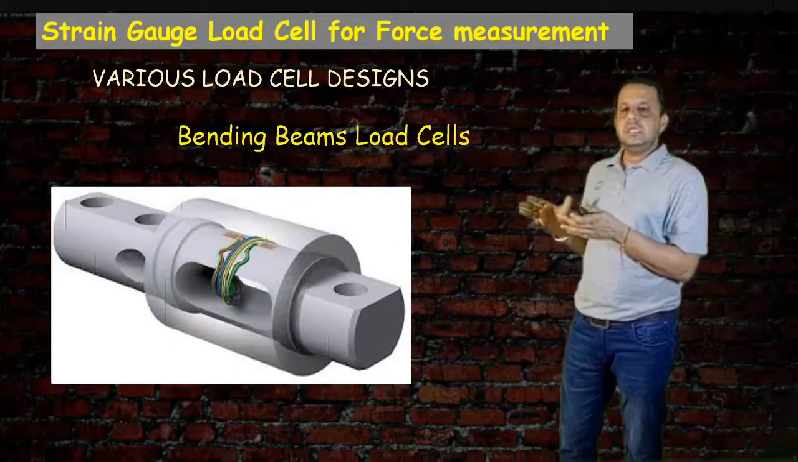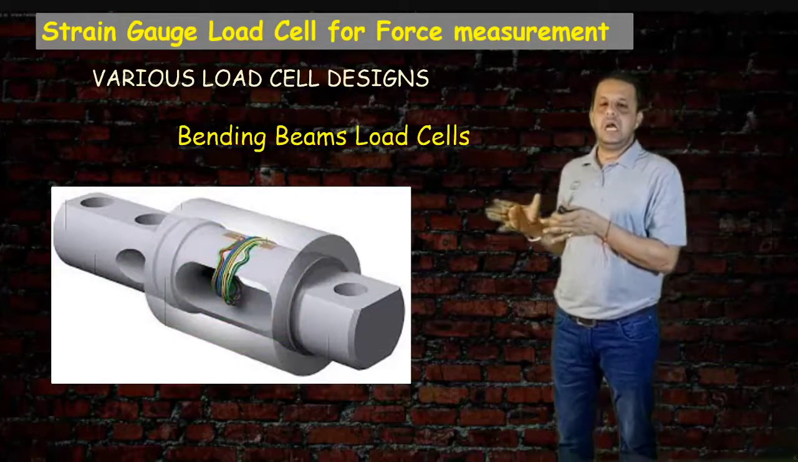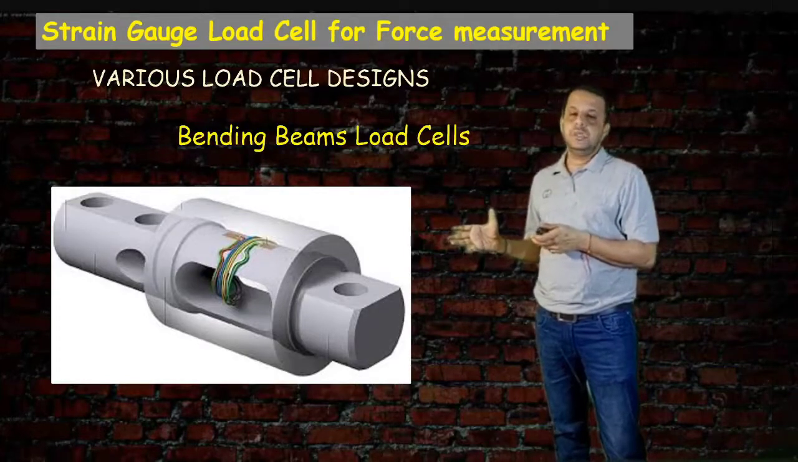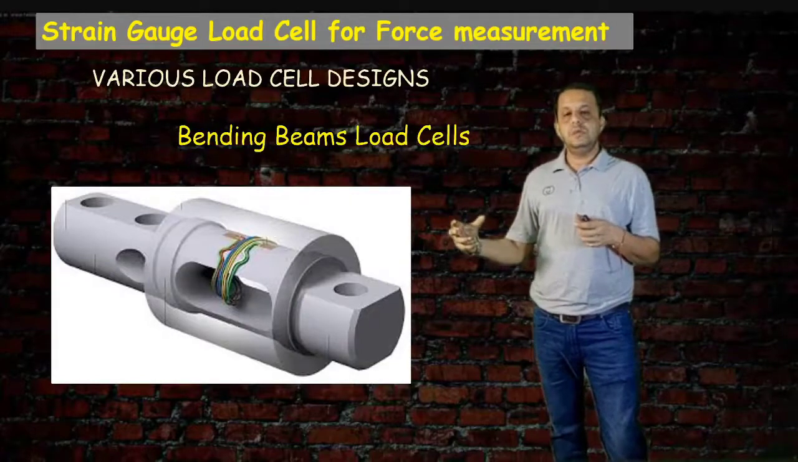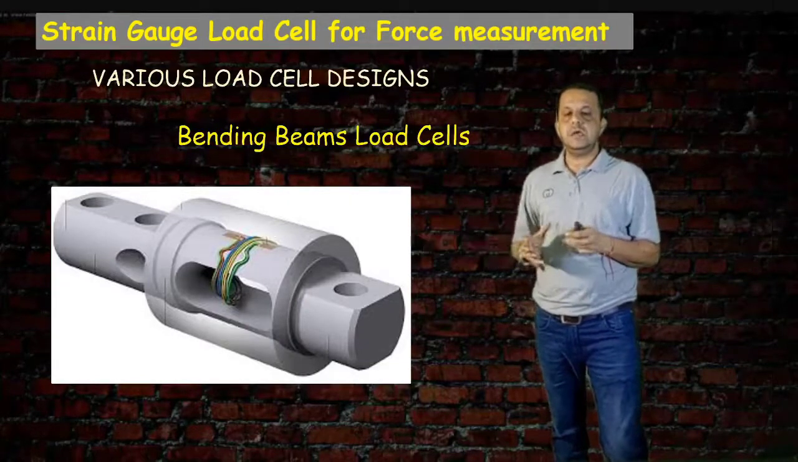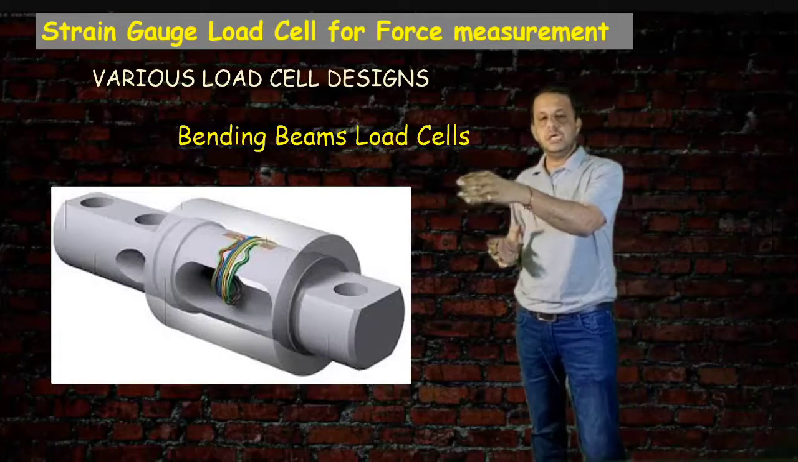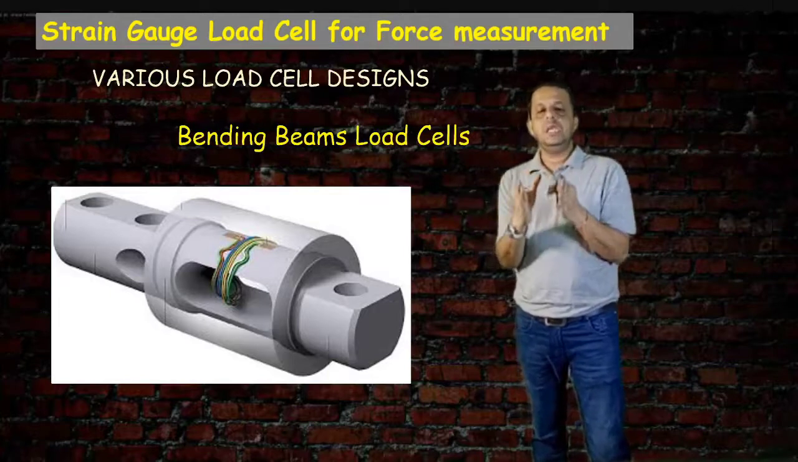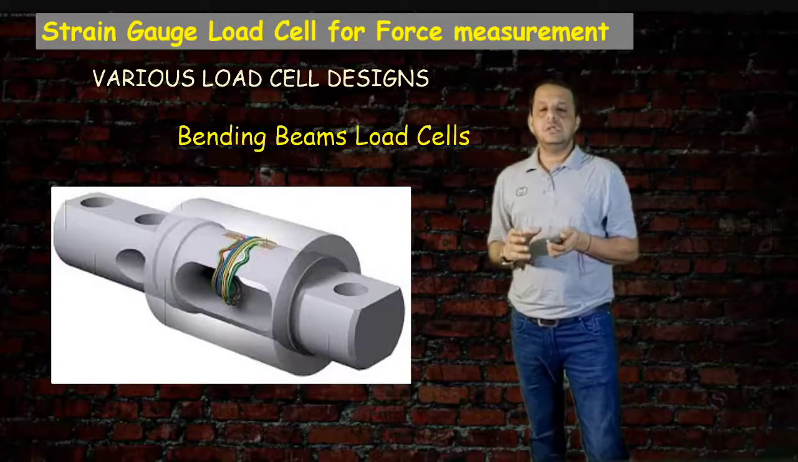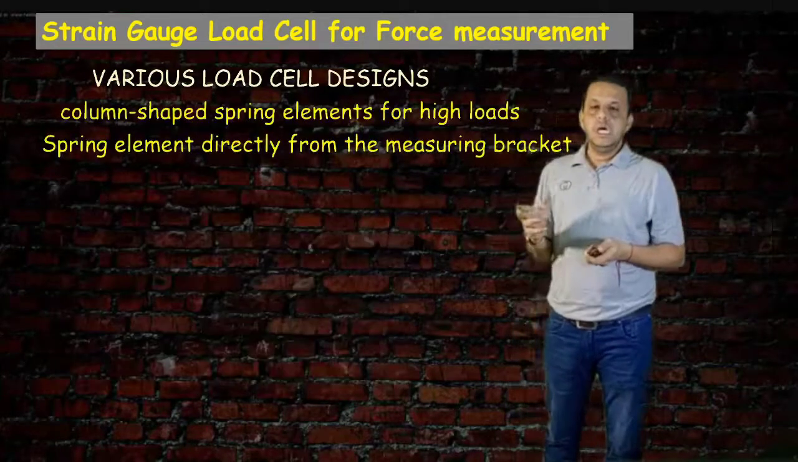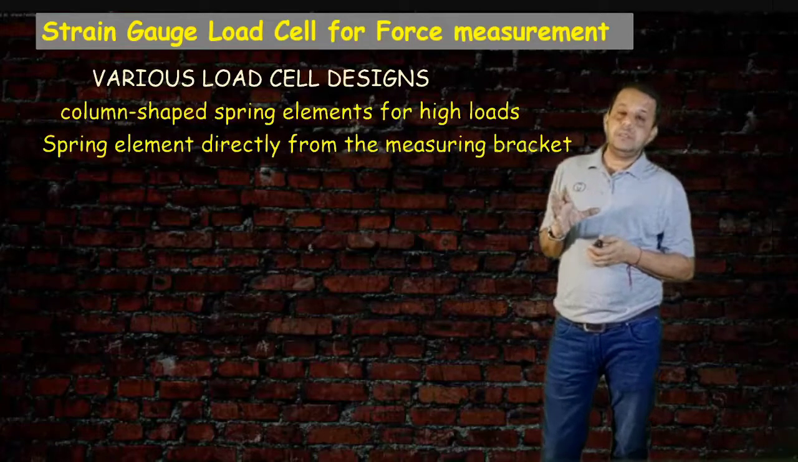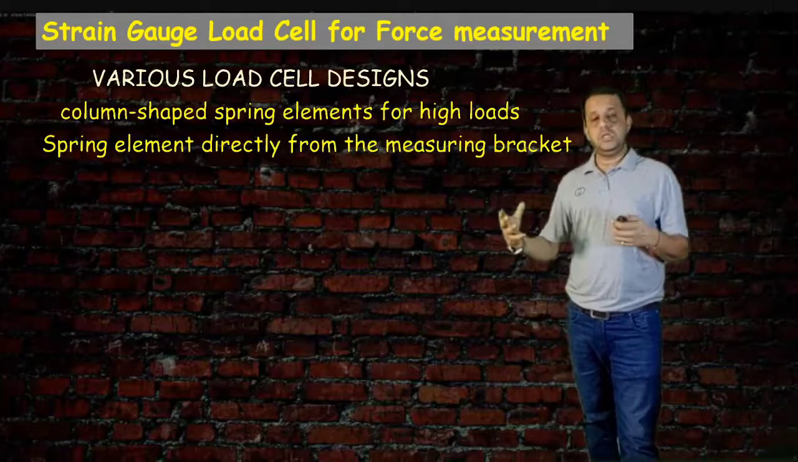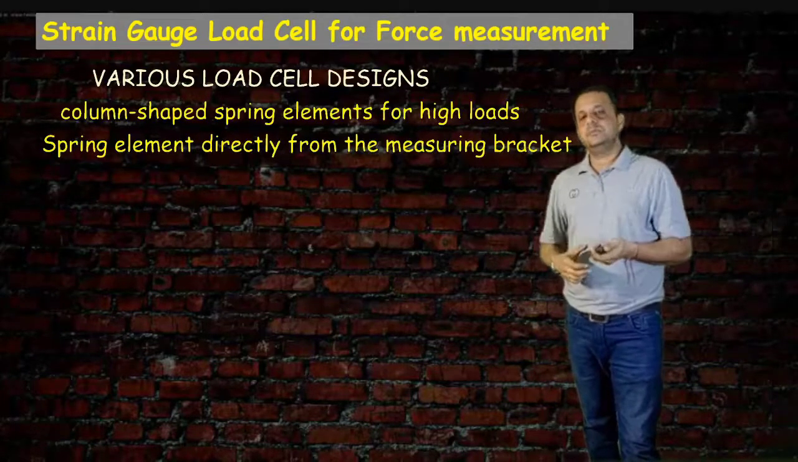And now we will see various load cell designs, how they are implemented. The first is the bending beam load cell, where the load will be applied as a part of the beam. And you see the structure here, on the structure you see some green, yellow, blue and red wires. They all are connected with a separate strain gauge circuit. Another are the column shaped spring element and the spring element directly from the measuring bracket. There are two different types where we have to incorporate the spring type of structure.